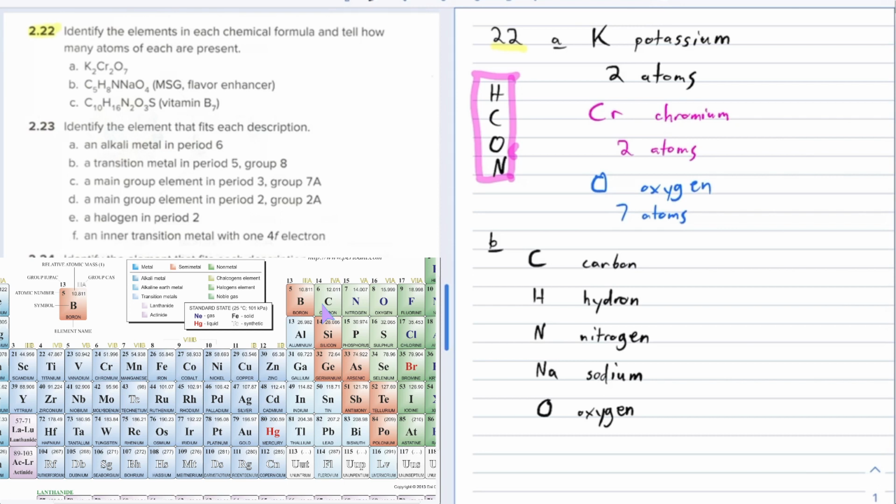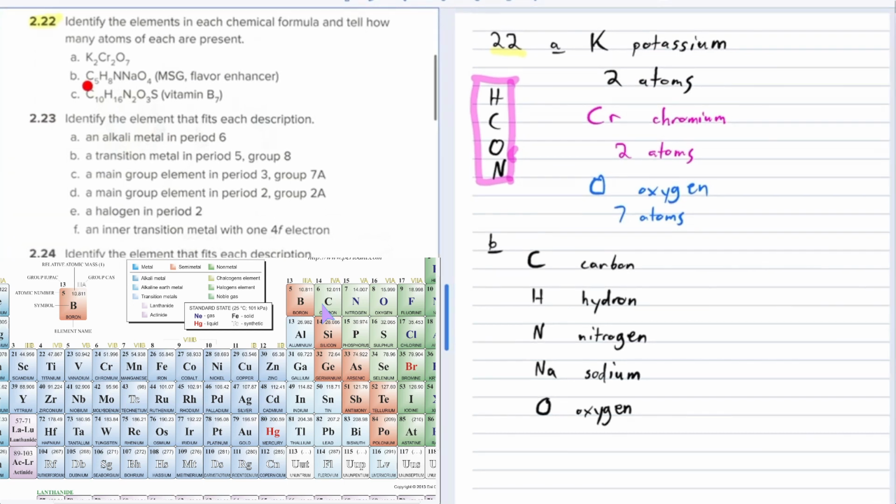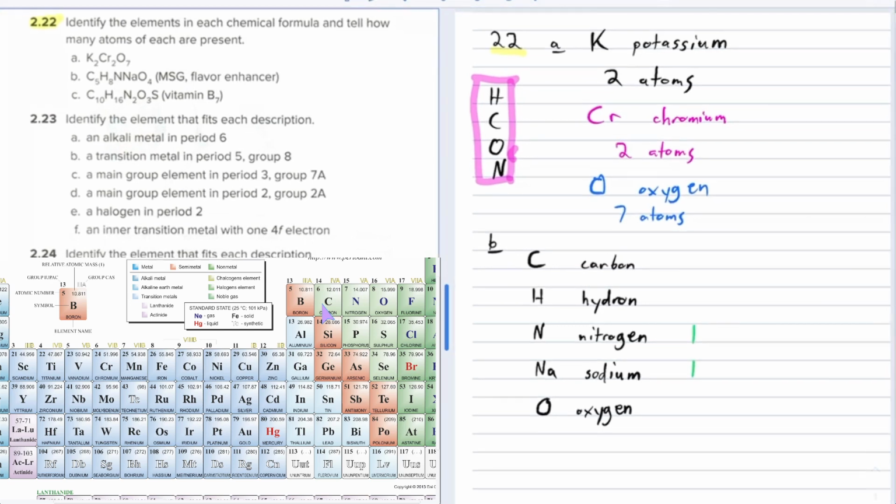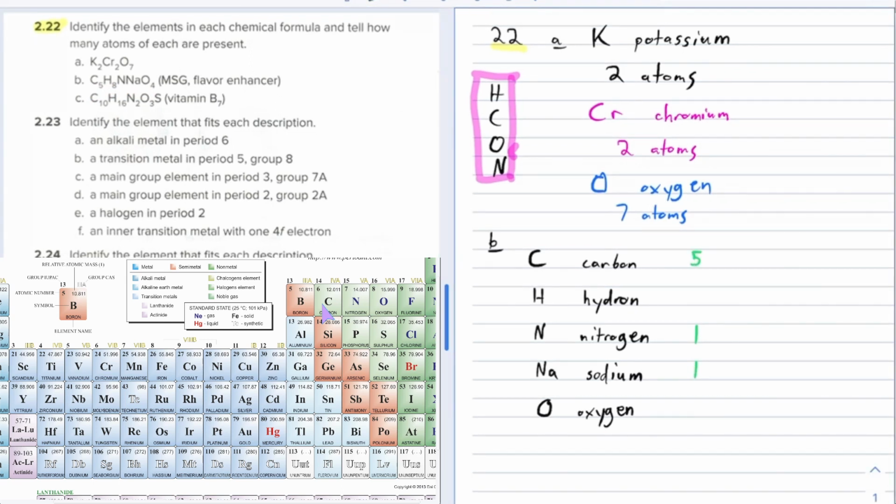Now, how many atoms are present in each? Well, if there's 1, you don't have to write the number 1. So you can see that nitrogen and sodium each have 1 atom. So I'll just put 1 next to the nitrogen and the sodium. And then for carbon, hydrogen, and oxygen, it's 5, 8, and 4 atoms.